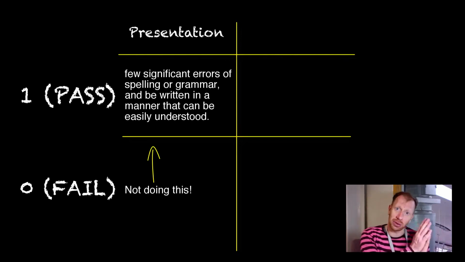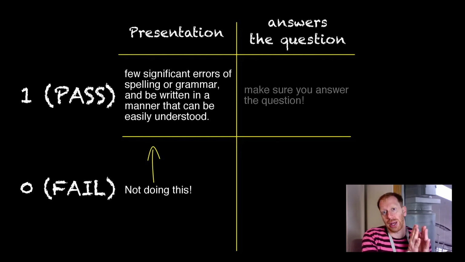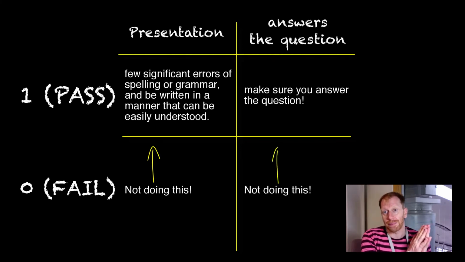The second one is to do with answering the question. To pass, you need to make sure that you have actually answered the question. So, to do this, just make sure that you read the question carefully and say something in response. There is no right answer, and there's certainly no wrong answer. You're not expected to research your answers or to provide enormous detail.